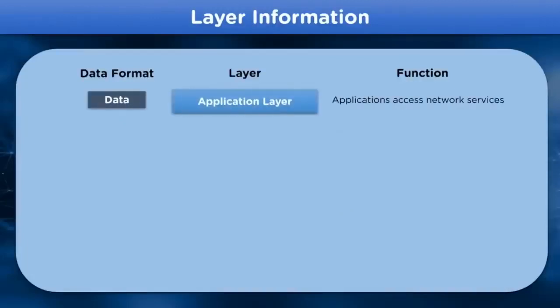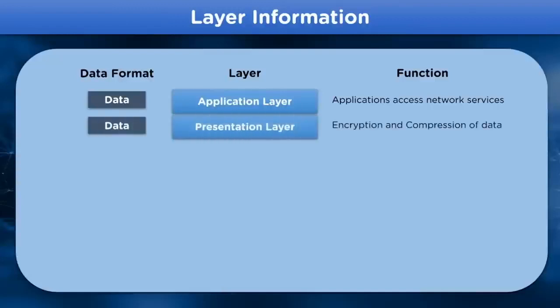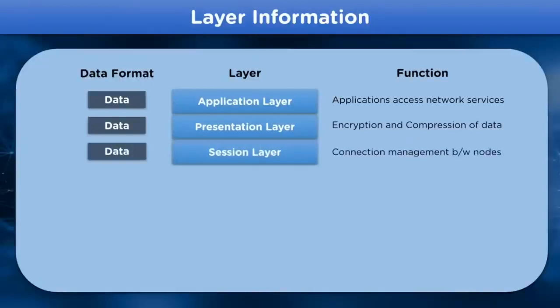Now let's take a look at the function and the data format that is handled by each of the layers during the transmission of data. The first layer is the application layer, which interacts as a gateway for the host data and network applications and handles the data format. Then we have the presentation layer, which handles the initial step towards the conversion of data for transfer. It also handles the data format. Then we have the session layer. The session layer establishes a connection between the network devices for the data transfer.